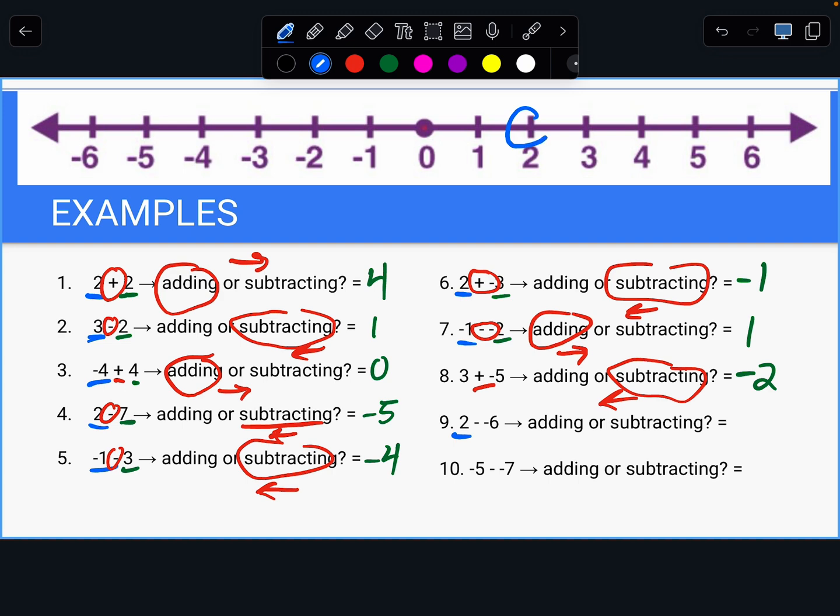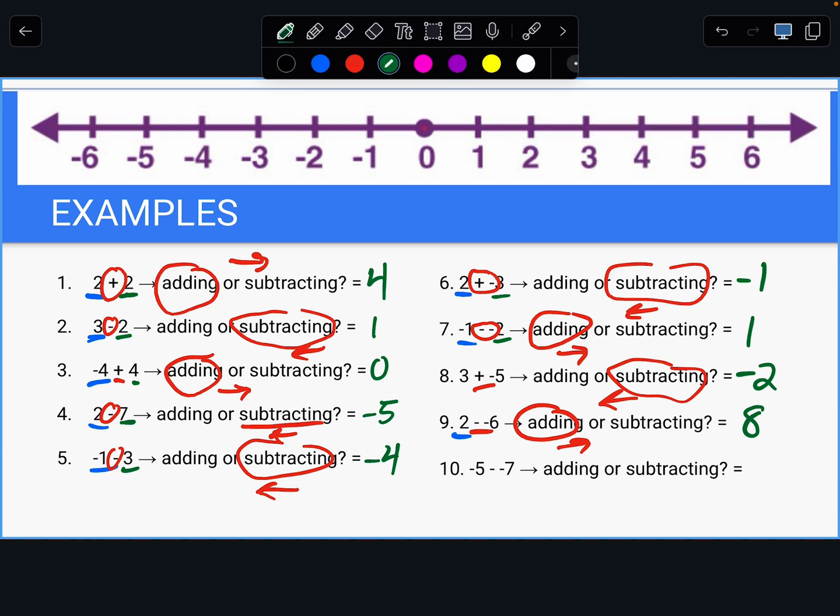Starting at 2, there is 2. We have minus a negative, which means we are adding. Adding means we're going to the right. How many spaces to the right? 6. 1, 2, 3, 4, 5, 6. Obviously, we went off the number line, but I have full confidence that you could figure out that that was 8.